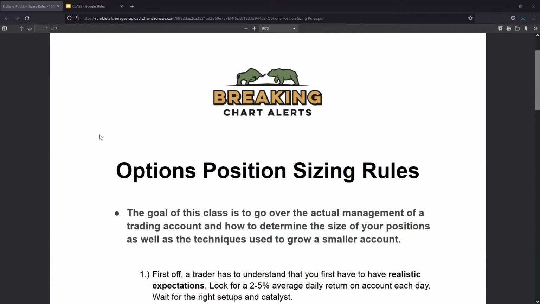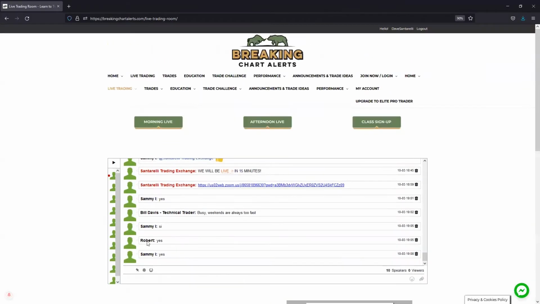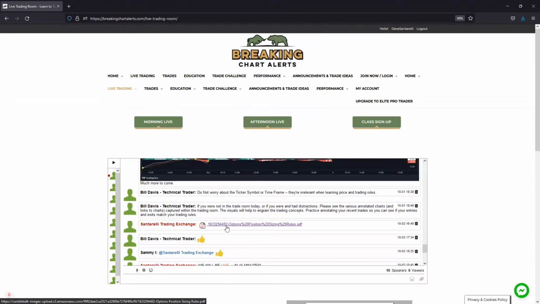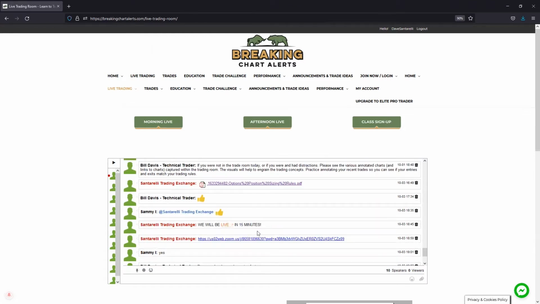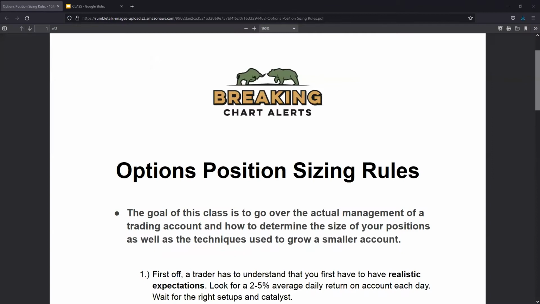All righty, guys, so first off, let's go over this PDF file. I shared it in the trade room at BreakingChartAlerts.com. If you guys go over here, you'll see right up above here, you'll be able to see, let me see, where did I put it? Right here. I shared that PDF file in here. So that way, if you guys want to save this and look at this on a daily basis, that'll help you out quite a bit here. Alrighty, so let's get started.